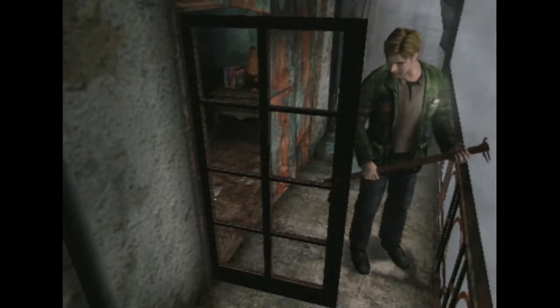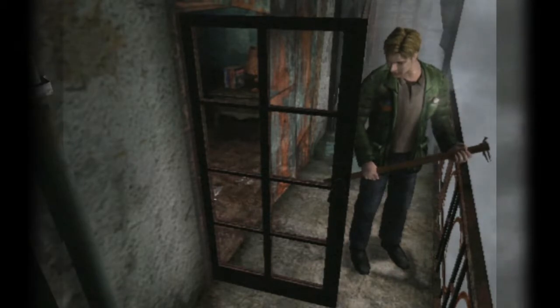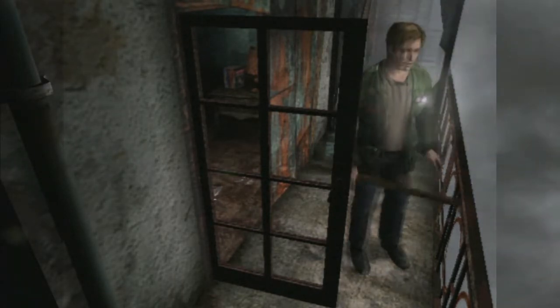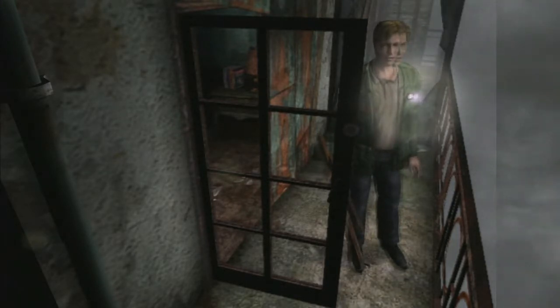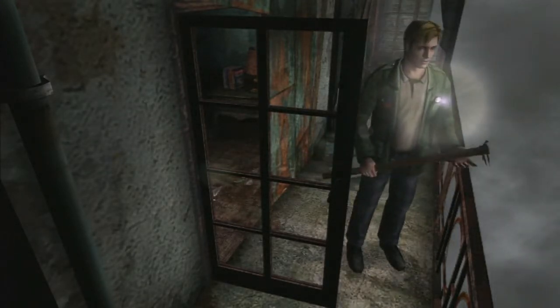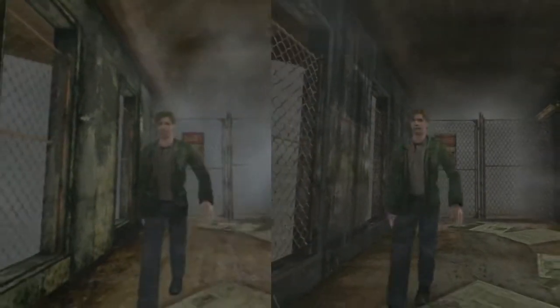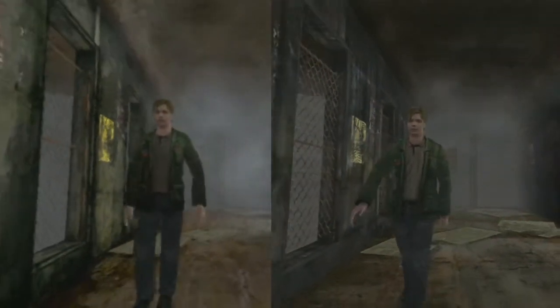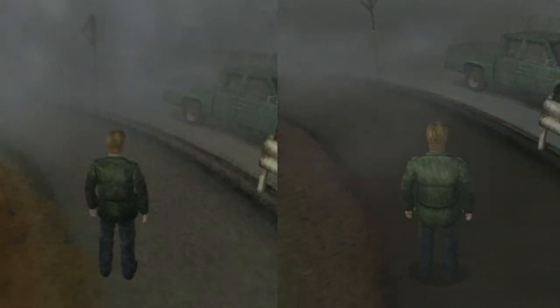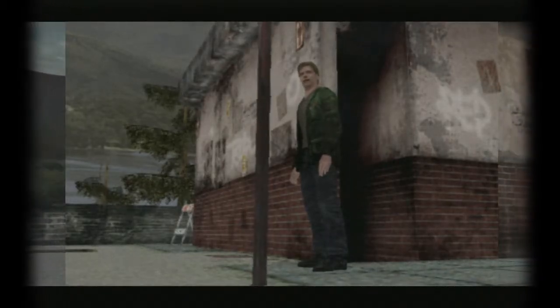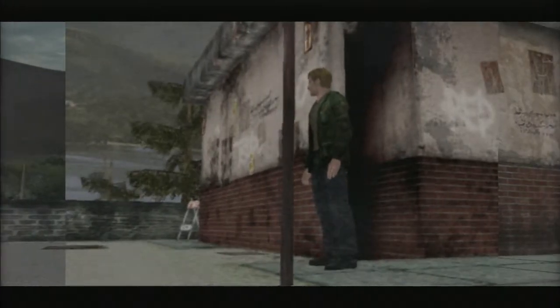Credit where credit is due, though, these issues do not plague Silent Hill 2 nearly as much. Looking at the two versions side by side, I can see instances where the new textures don't quite match the old in ways that affect the overall color balance of the scene. But there are also moments where the match is extraordinarily good.